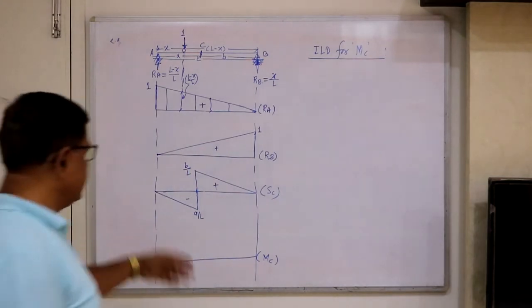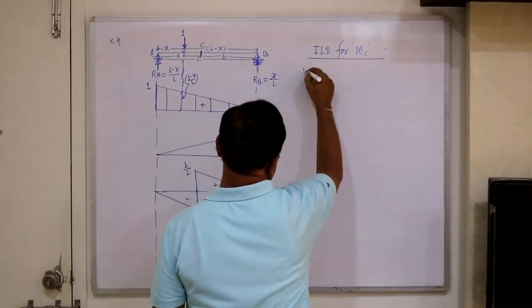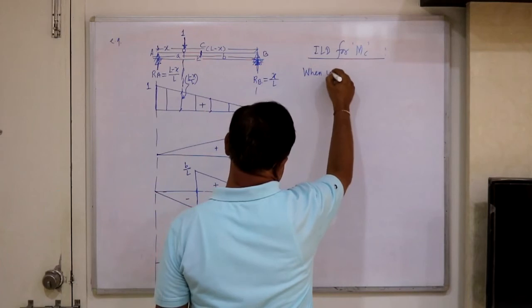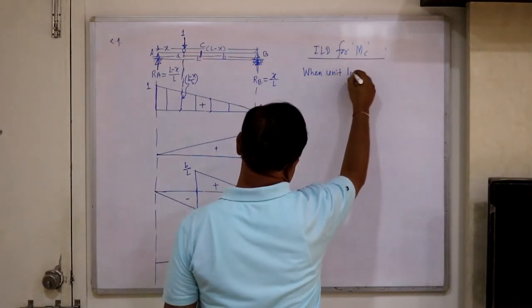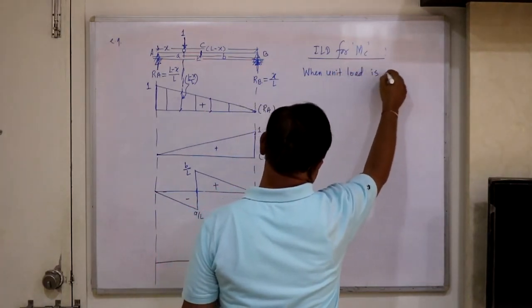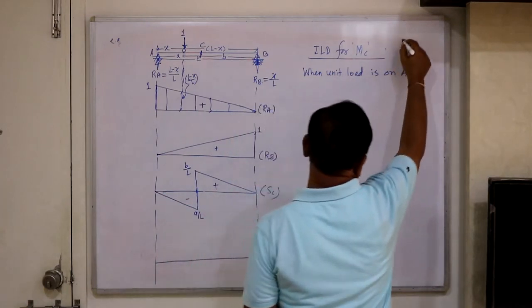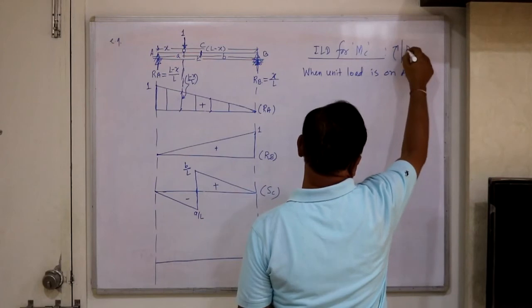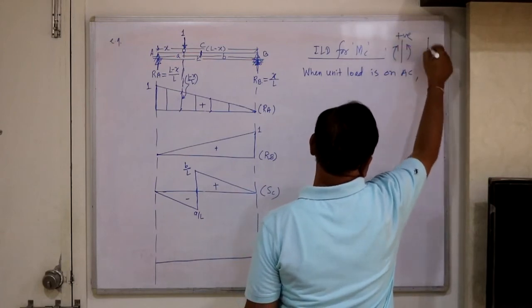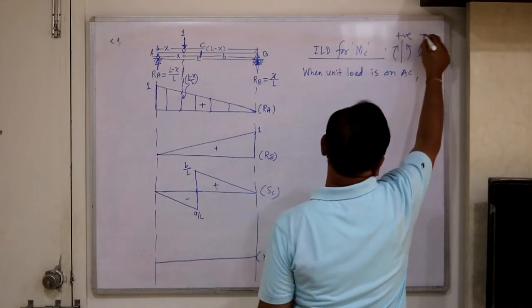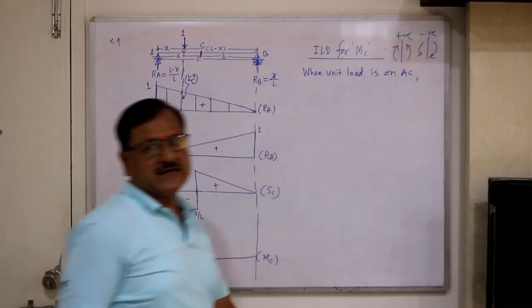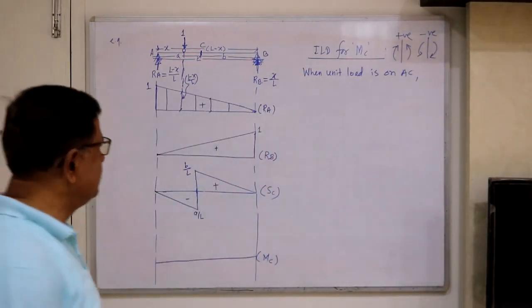Now when the unit load is on AC, the sign convention takes sagging positive and hogging negative, as usual. This you know very well.